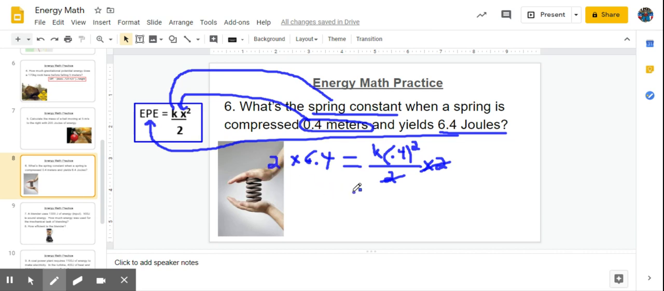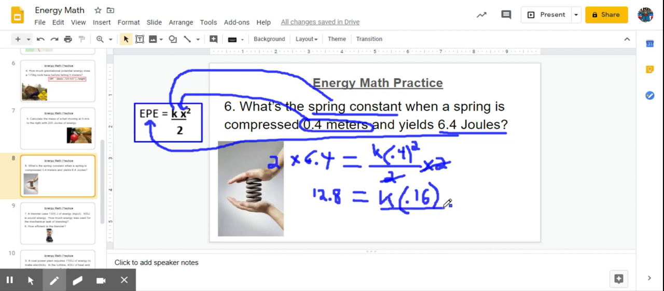And then I do some math. This is going to be 12.8 on this side. And this is K times 0.4 squared. I'm going to do that on my calculator. 0.4 times 0.4 gives me 0.16. So 12.8 equals some spring constant value K times 0.16.